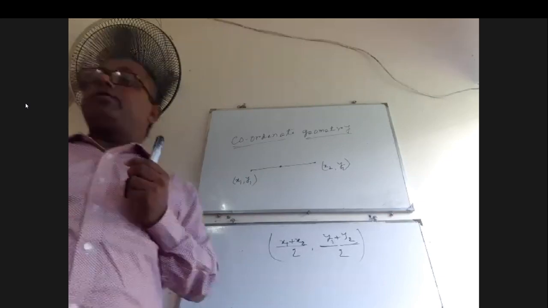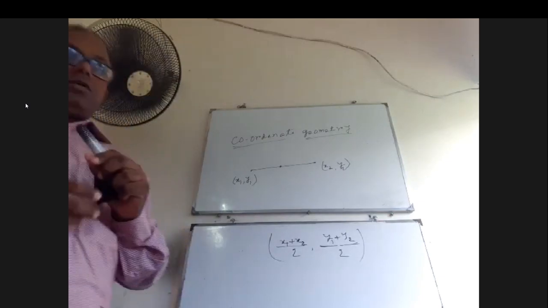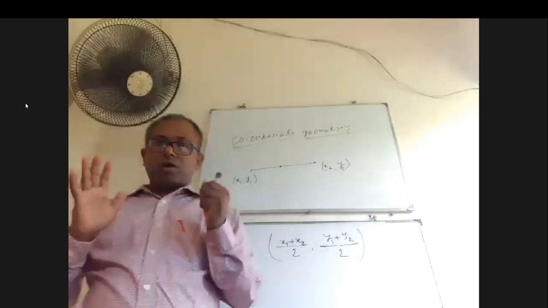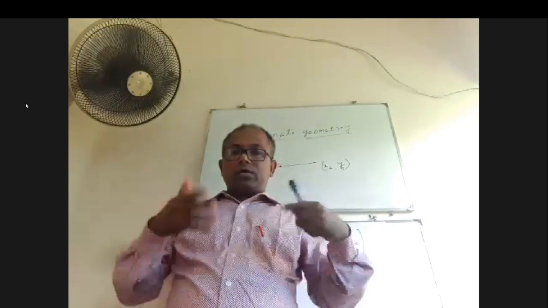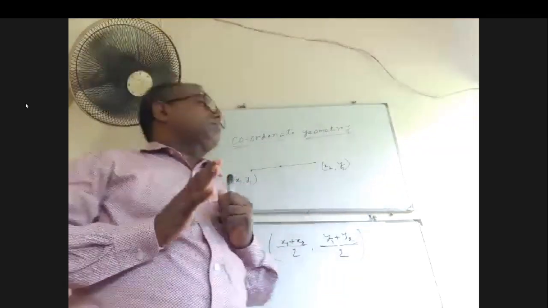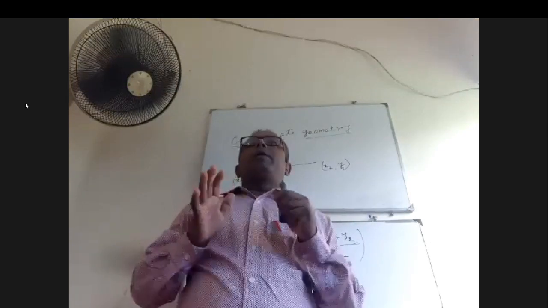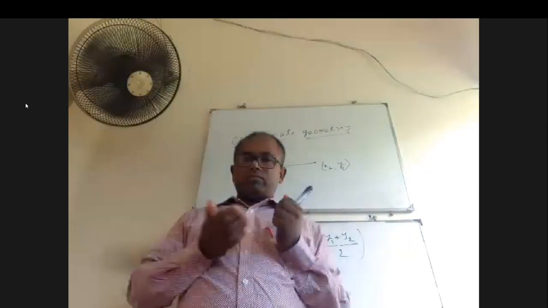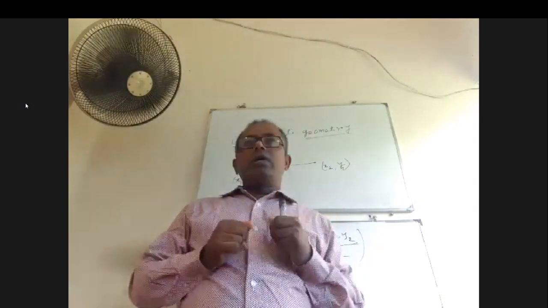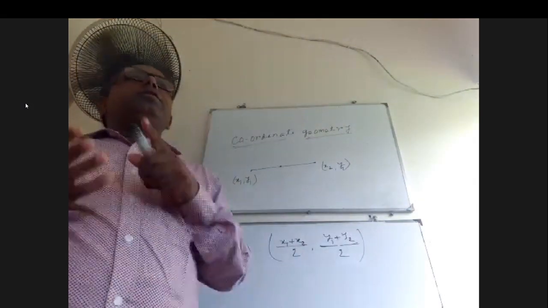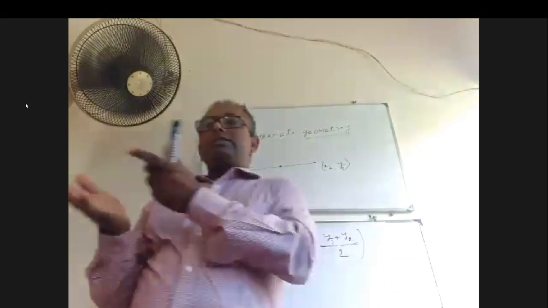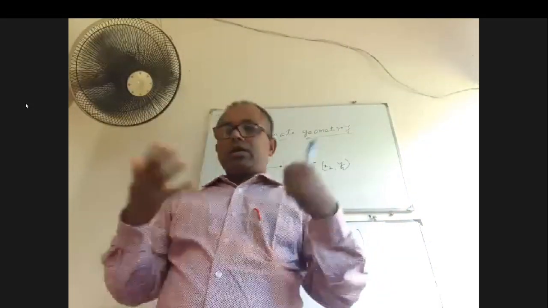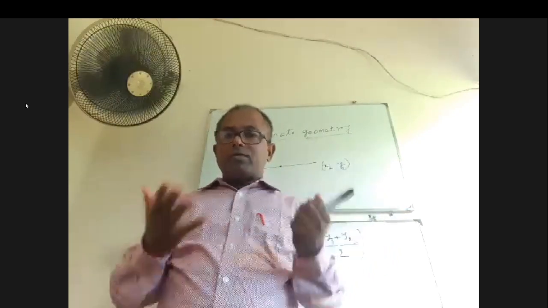Students, I am going to discuss, if the vertices of 3 points are given, that is, if the vertices of a triangle are given, how to determine whether it is an equilateral triangle or an isosceles triangle. Now I am going to discuss them.